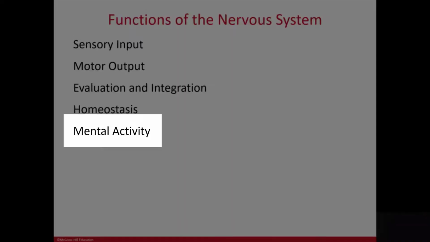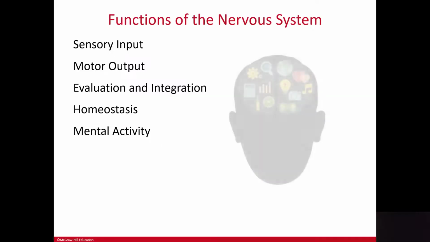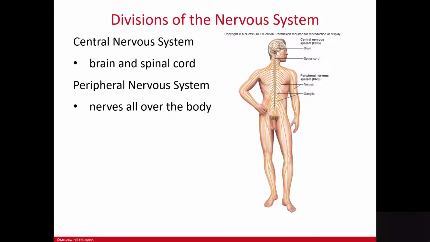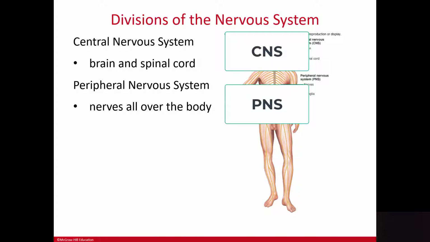And finally, mental activity occurs in the brain, so processes like thinking, feeling, understanding, and responding, and storing memories take place in the brain. The nervous system is separated into 2 divisions: the central nervous system, or CNS, and the peripheral nervous system, or PNS.